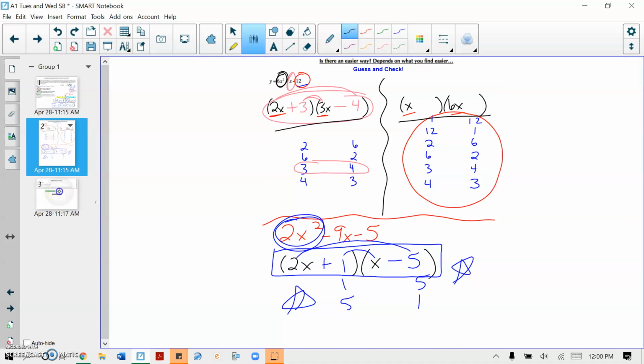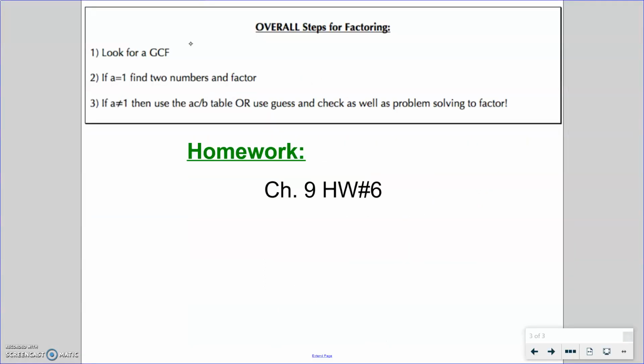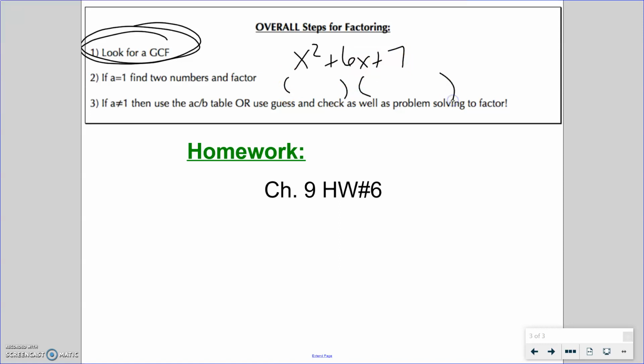So here's the deal. You've learned a lot of different ways to factor. So here's your process for how to do this. Step 1, always look for a GCF. So if there is a 2 in the front, don't automatically do this if all 3 terms can divide nicely by 2. Then if a is equal to 1, find 2 numbers and factor. So if a is 1 and it's something like this, find the 2 numbers, factor it, boom, you're good. But if a is not equal to 1, and there was not a GCF, then use the process we talked about today, either the ACB table or guess and check to be able to factor and then possibly also solve.